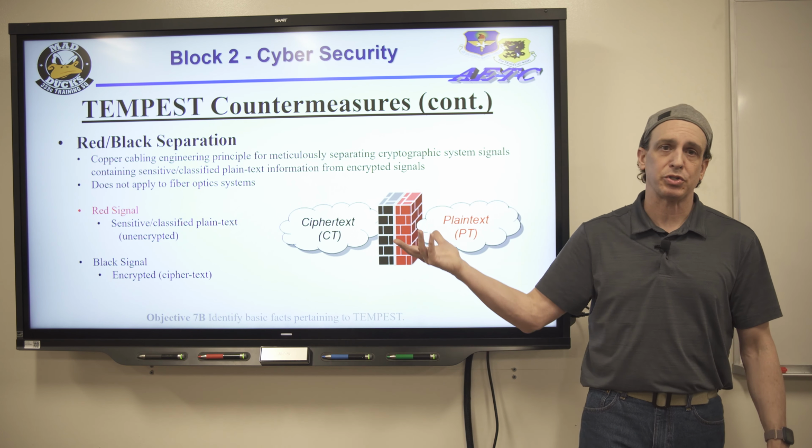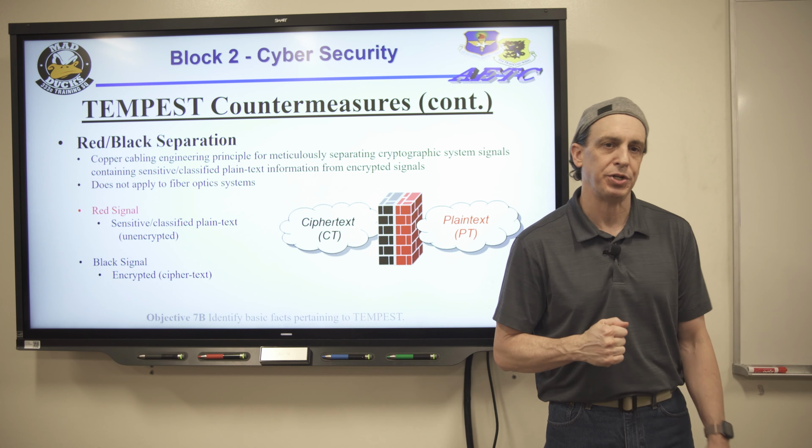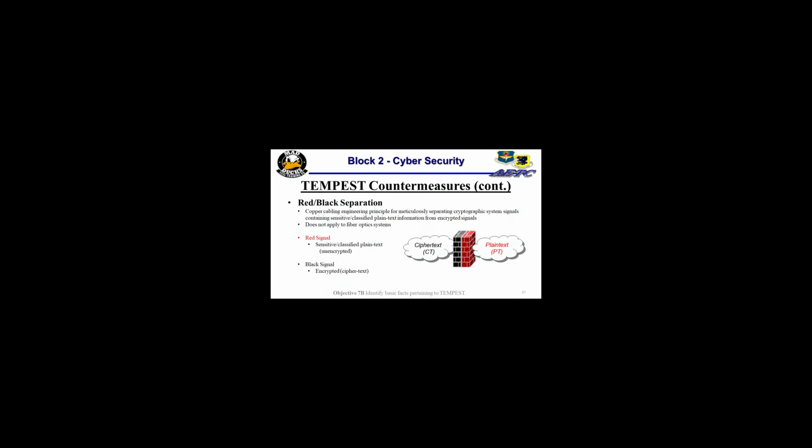As I mentioned, with Tempest, we're dealing with unencrypted, classified information. And I referred to that red-black separation, maintaining 3 feet of separation between the two. So when I'm dealing with copper cabling, Cat5, Cat6 cable, because it's a copper cable and I'm transmitting an electronic signal through, it's emitting signals. So copper cabling requires that separation to keep that plain text information from transferring to an unclassified network.